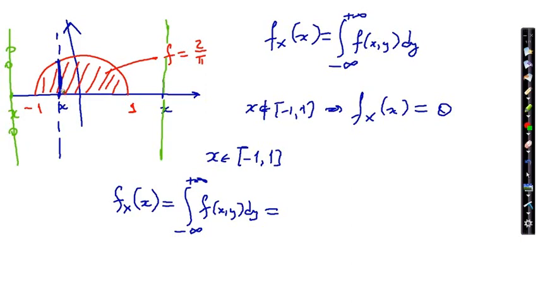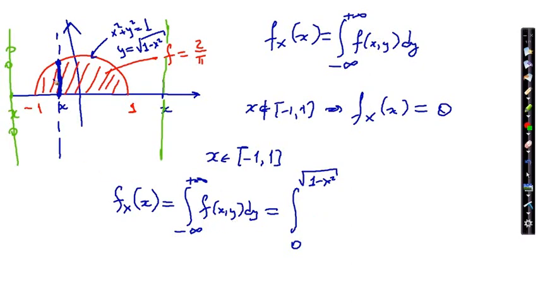Outside of this portion, my f will be 0, so I am in fact integrating from 0 to this point, and this point is calculated by using the equation of the boundary of this circle, and the equation is x squared plus y squared is equal to 1. So y is equal to, because again we are dealing with the upper part, plus sign in front of the square root, 1 minus x squared. So I'm integrating from 0 to square root of 1 minus x squared.